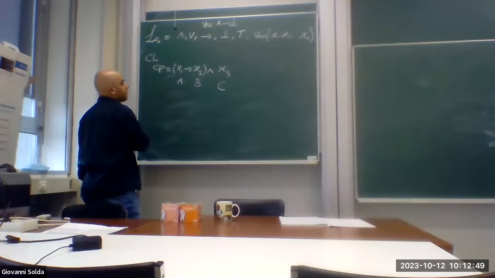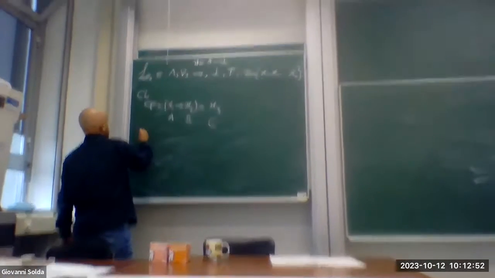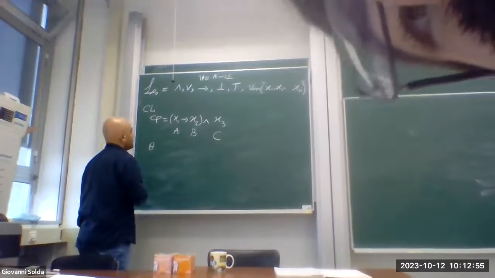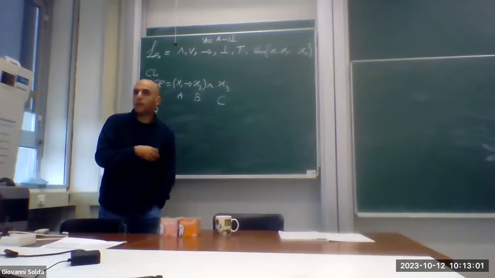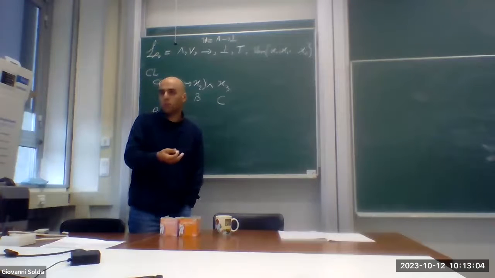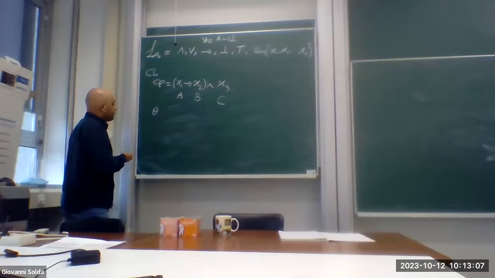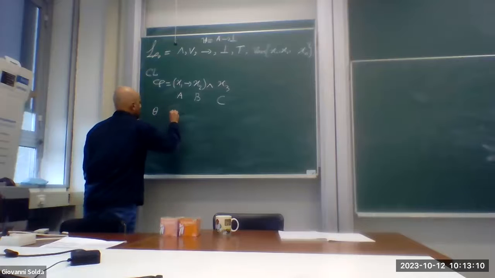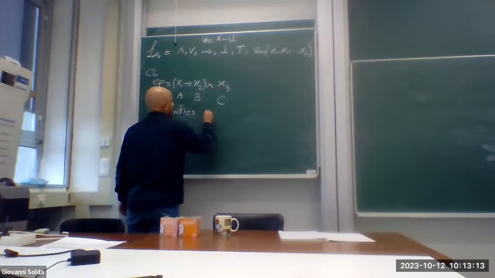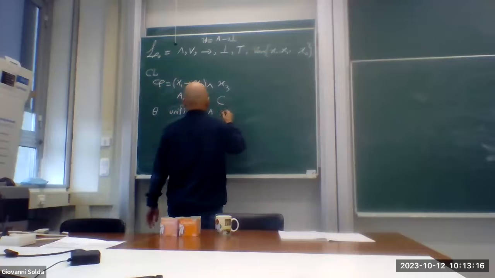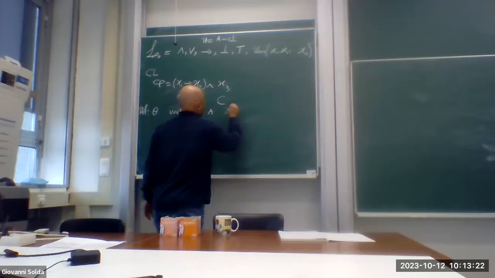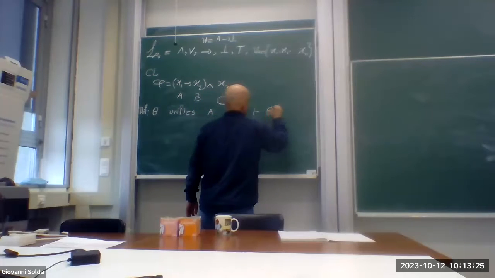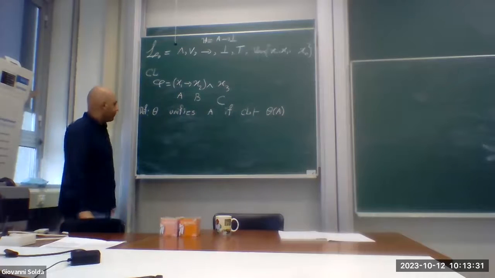A substitution, let me set up the notion of substitution. A substitution is just a function that commutes with all connectives and only replaces atomic variables with some formula, as you expect. So a substitution theta unifies A in a logic, in a classical logic. So that's the definition. Theta unifies A if we have validity of theta of A in the classical logic.